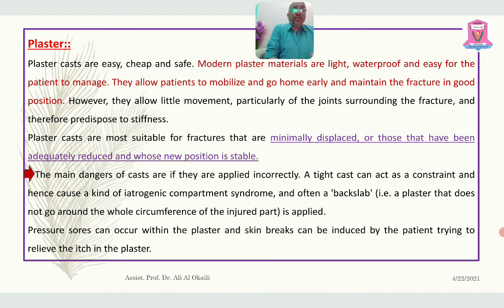Plaster casts are most suitable for fractures where there is minimal displacement of the fragments of bone or have been adequately reduced and whose new position is stable. Reduction minimum, they are already stabilized. The main dangers of plaster casts are if they are applied incorrectly.